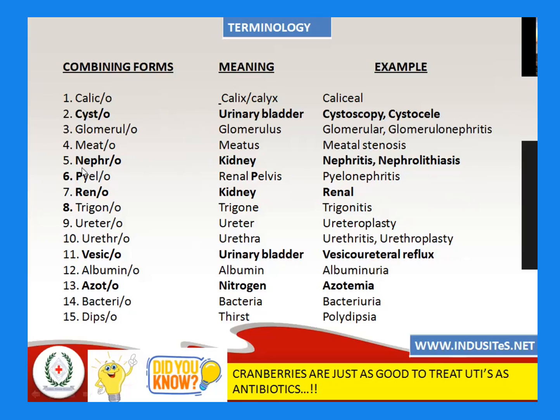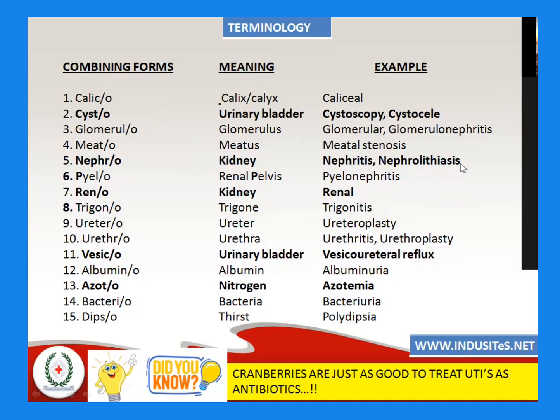The next one is nephro. Nephro stands for kidney. Examples we have are nephritis as well as nephrolithiasis. What is nephritis? Divide this, break it down. Itis stands for inflammation, the suffix, and nephro is the root word. Nephroitis becomes nephritis, with O as the combining vowel. So nephritis is inflammation of the kidney.